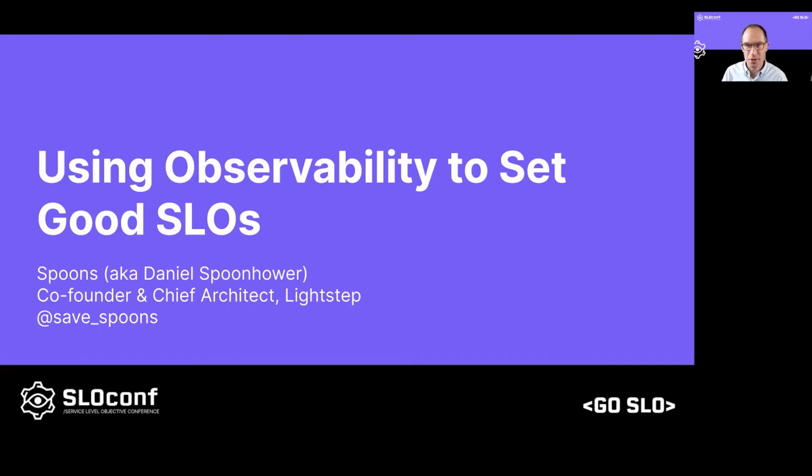Before I was a co-founder, I was at Google doing all kinds of infrastructure. At Lightstep, I also spend a lot of time with our platform and SRE teams thinking about building and operating services and how we measure service quality. And of course, I also think a lot about observability. So today I'm going to talk about using observability to set good SLOs.